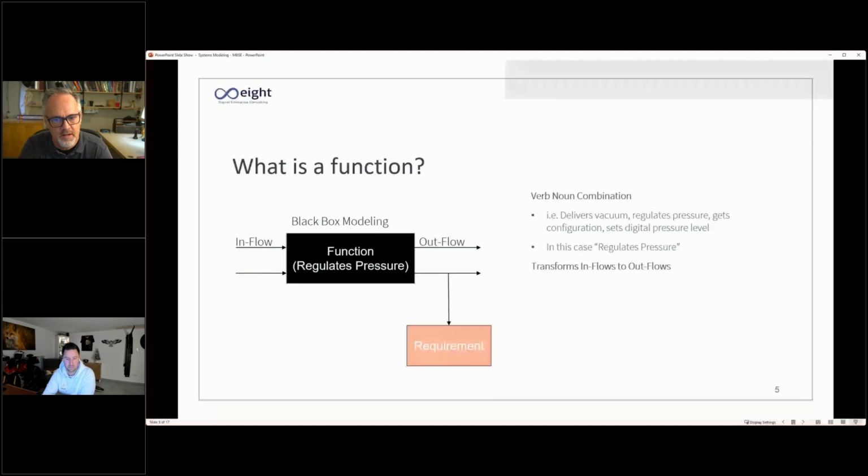So in this case, we have an inflow that's 100 psi, or an inflow that's a control, and then an outflow that we're going to regulate the pressure down. We're going to do it to some specification that defines what that outflow needs to look like.